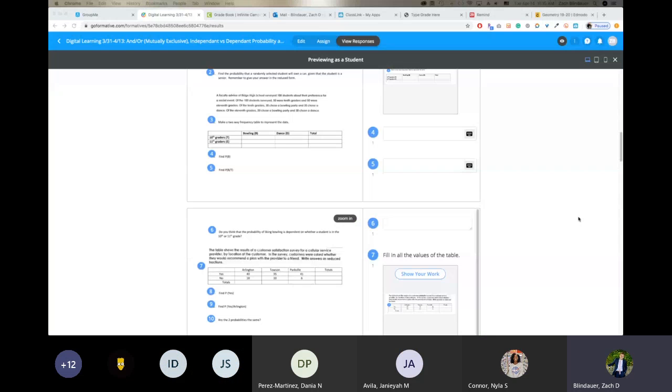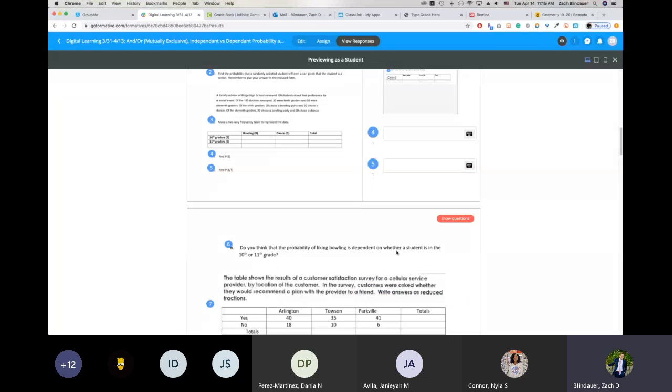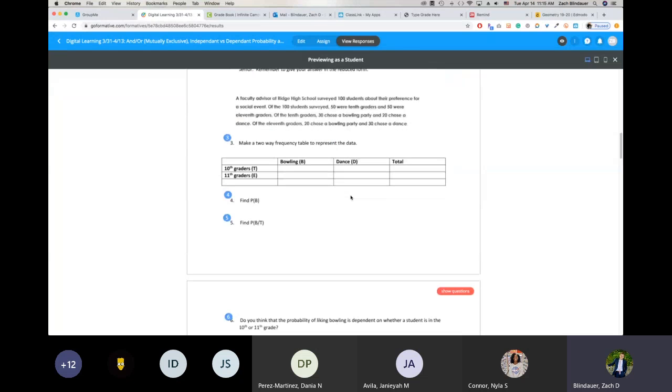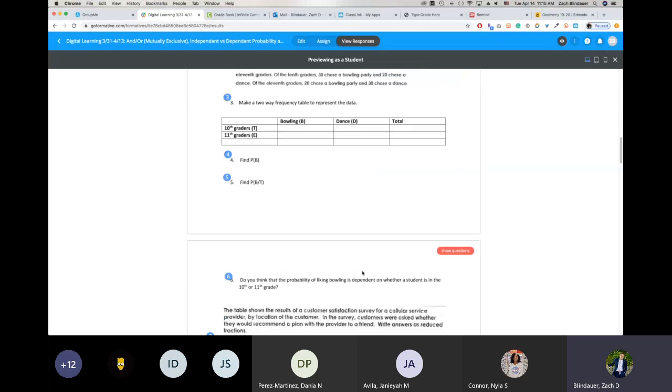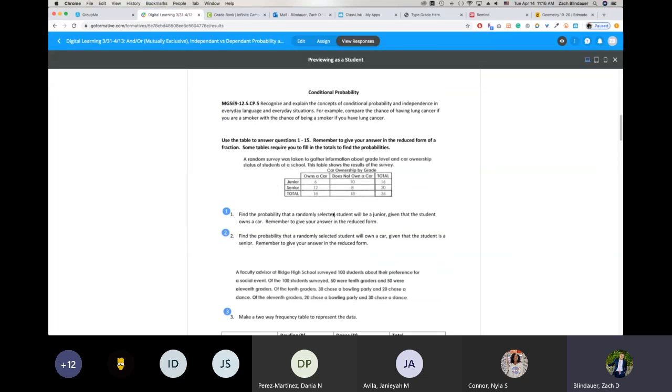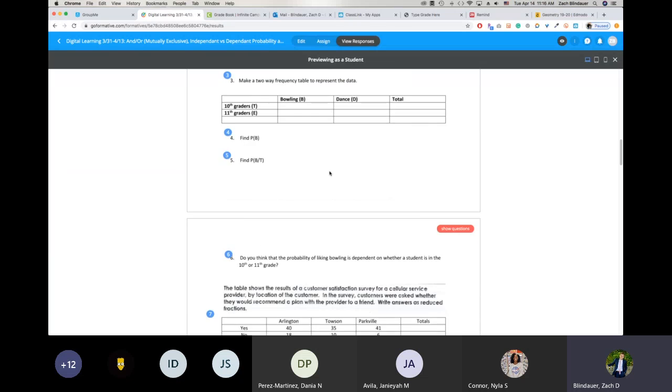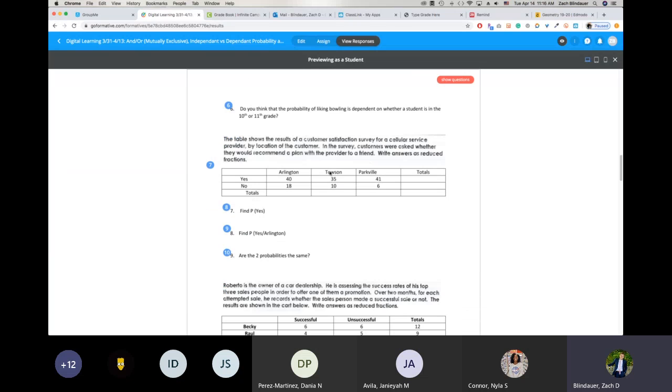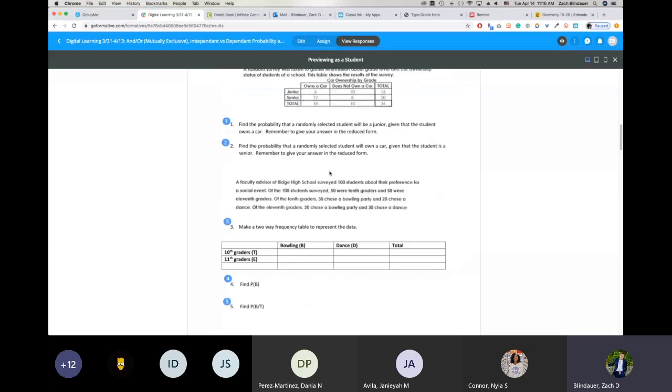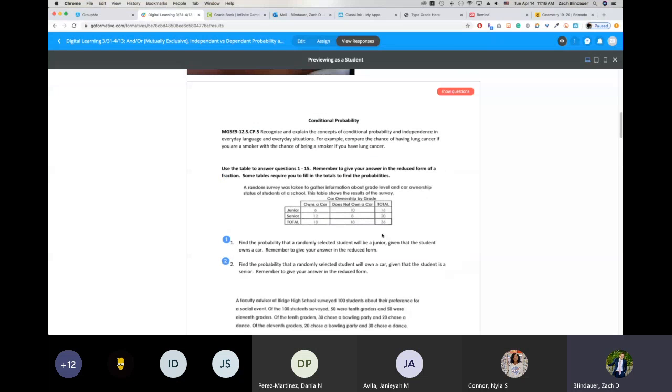Question 6 and question 8 were the lowest performing from this section. Pull these up. Before I jump into the actual assignments, what I want you to see is this section. Please read carefully, because it says use the table to answer questions 1 through 15. So we need to make sure the table still applies to the questions we're using.